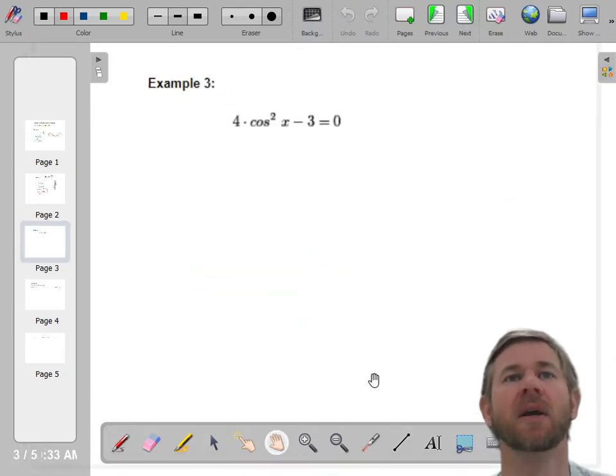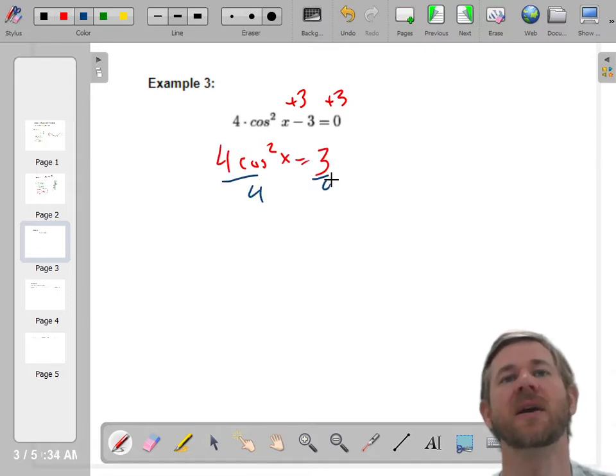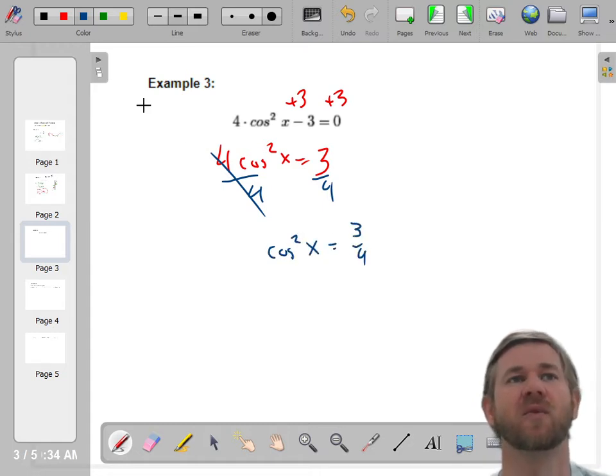All right, let's try a couple more. So here we don't have cosine by itself, so we first need to get cosine by itself. So I will say the cosine squared of x, add 3, and then I will divide by 4. You can't do anything until you have your trig function isolated. The cosine squared of x is 3/4.